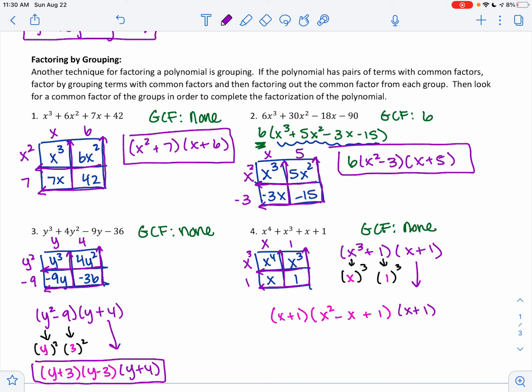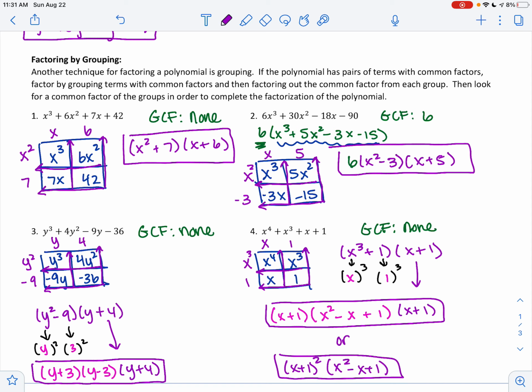All of my factors are factored completely, so you could write your answer like this. Or you could recognize that you have 2 identical factors. X plus 1 times x plus 1, I could rewrite that as x plus 1 squared times x squared minus x plus 1. And this would be my answer.